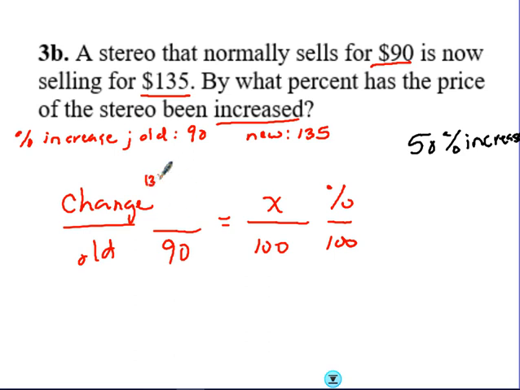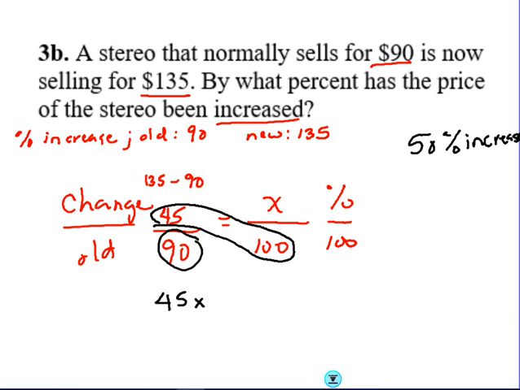And so since it ended at 135, the difference between 135 and 90 is going to be 45. So to calculate the percent of change, I'm just going to cross multiply again and then divide by 90. So 45 times 100, and then divided by 90 will give me a final amount of 50%, because it was a percentage. And since the price increased from 90 to 135, it's a 50% increase.